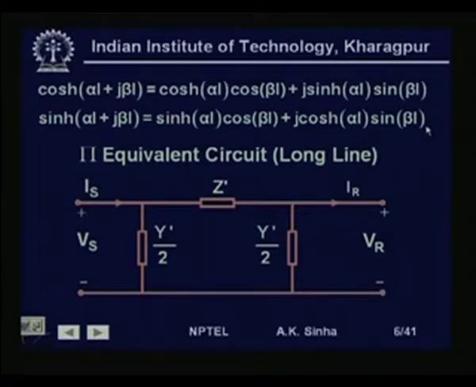So, knowing the z and y, we can calculate the propagation constant gamma and therefore, alpha and beta, and we can also calculate the characteristic impedance Z c. So, knowing these values, we can evaluate the sending end voltage and current in terms of receiving end voltage and current. That is, using these relationships, we can evaluate the terminal condition of the line.